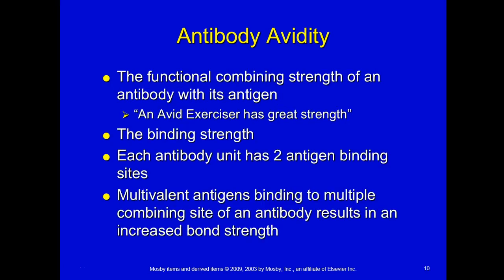The next piece is antibody avidity. This is the functional combining strength of an antibody with its antigen. So when it comes to this, an avid exerciser has great strength. Okay, this is the binding strength. Each antibody unit has 2 antigen binding sites. Okay, I showed you those. Those are the Fab hands on the top. And the multivalent antigens binding to multiple combining sites of an antibody actually results in an increased bond strength.